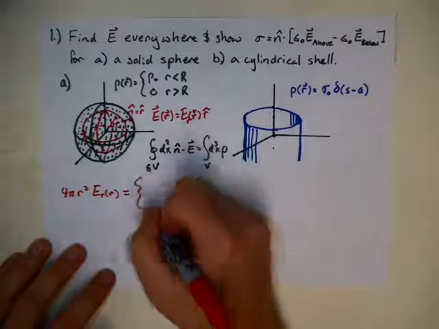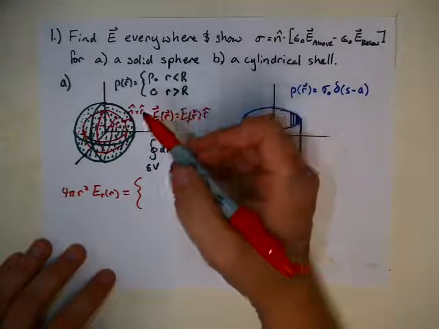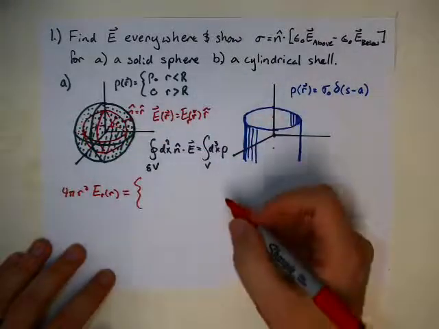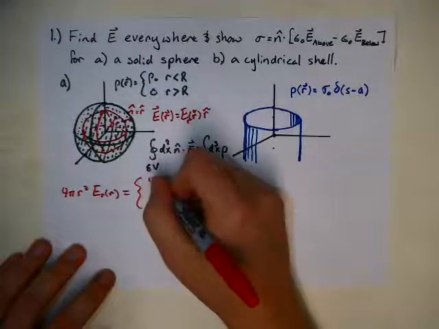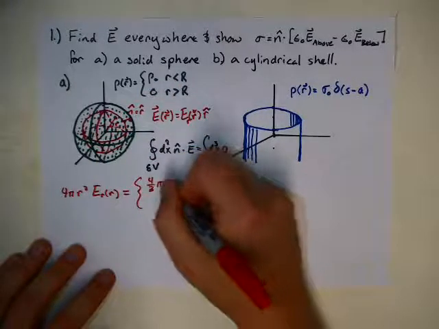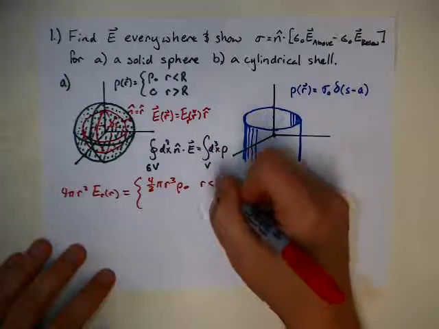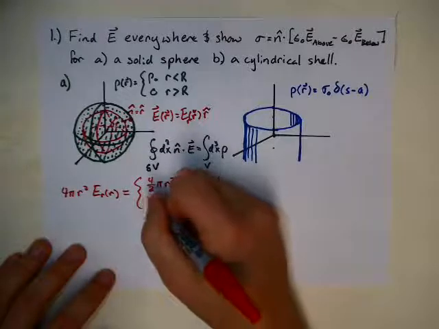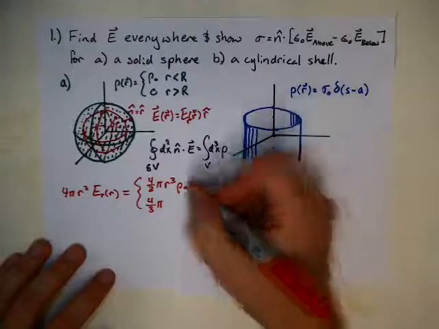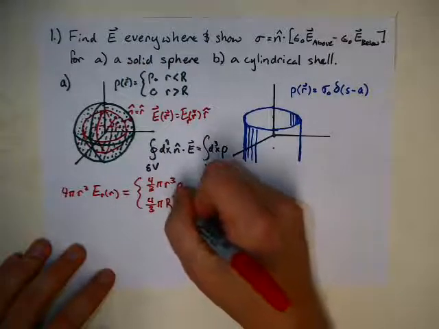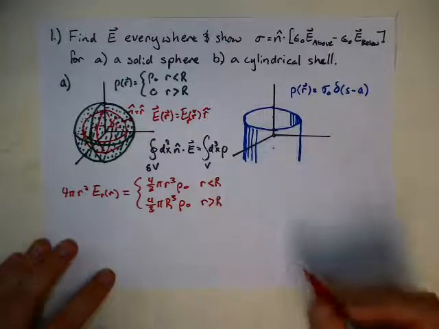This side is going to have two different things. If our little r is less than big R, what we're going to have is just the volume of the sphere, so 4/3 pi little r cubed times rho naught, and this is for r less than big R. Or we're going to have the volume of the sphere itself, which has capital R, so R cubed rho naught, and this is for r greater than R.